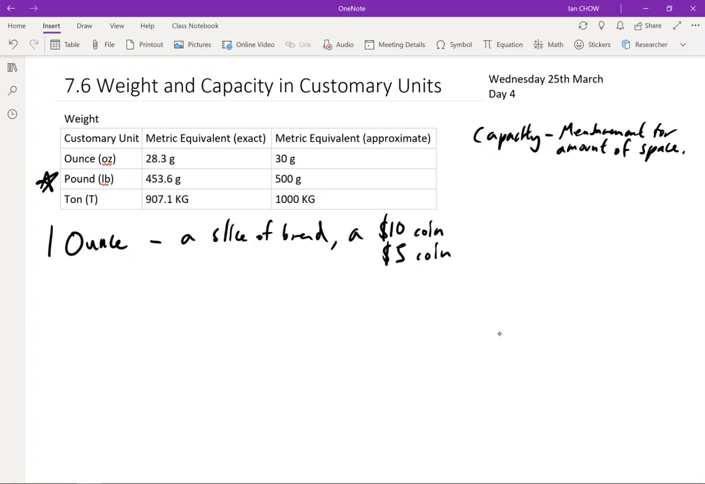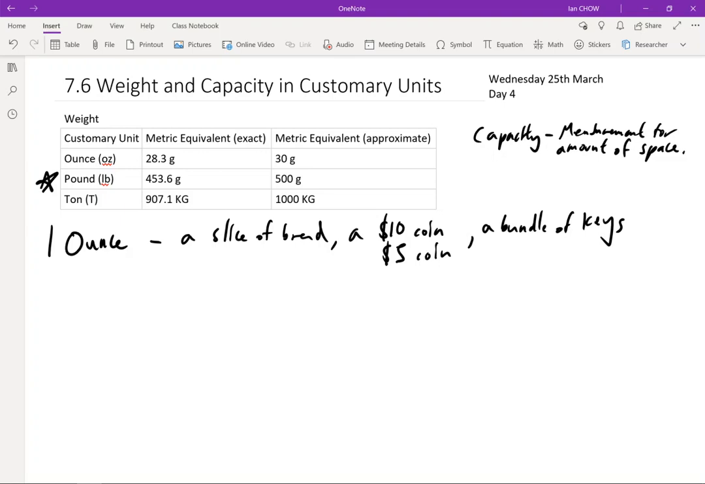Another thing that may be an ounce, I'm just trying to look around my room to see what items would be around an ounce. Maybe if you have a key, or a bundle of keys, that would probably be an ounce as well. Of course, not too many keys, because too many will be heavier. So something that is approximately 30 grams will be an ounce.